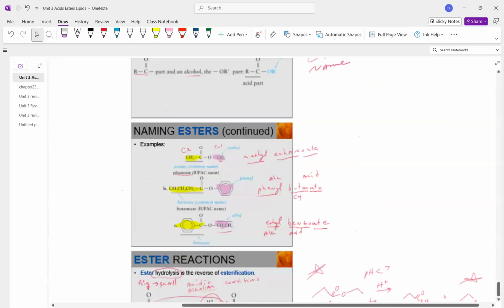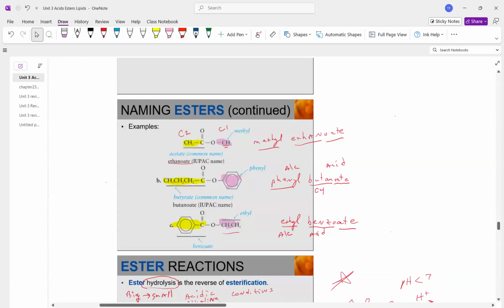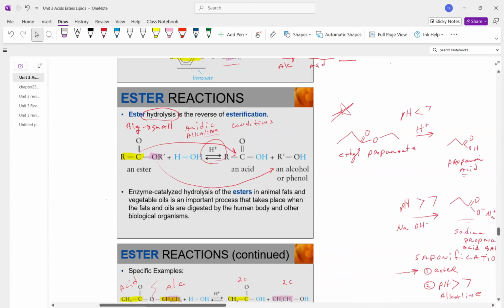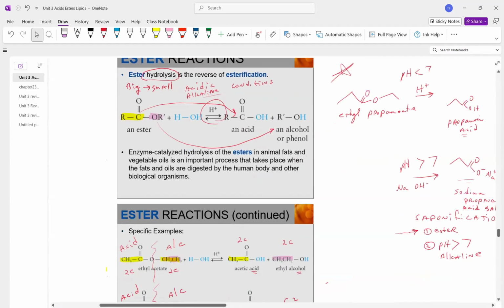Okay. You just need to practice finding the alcohol, finding the acid from which it's made. So you have a primary backbone, secondary backbone. Now, when you hydrolyze an ester, you end up with its original acid, original alcohol. Now, there's two ways to do that: acidic conditions and alkaline conditions. Acidic conditions, we yield the acid plus the alcohol.